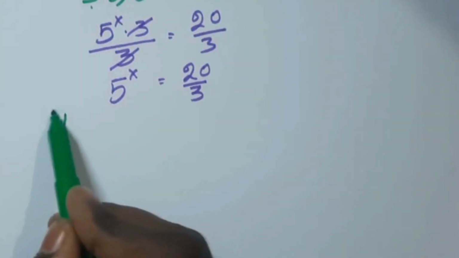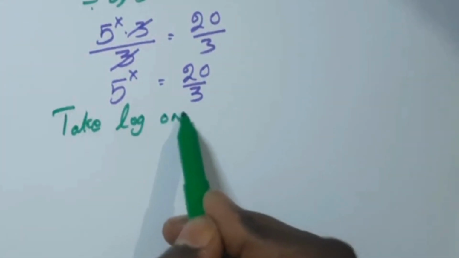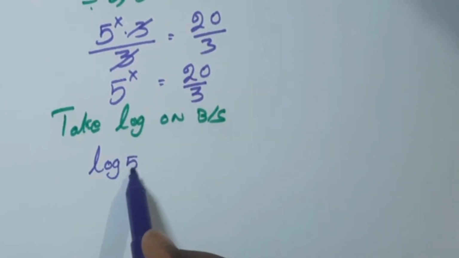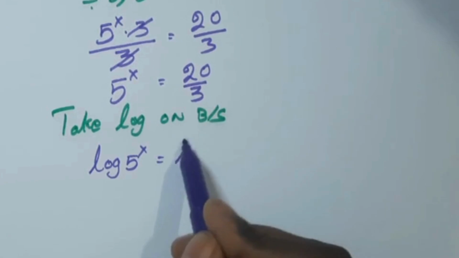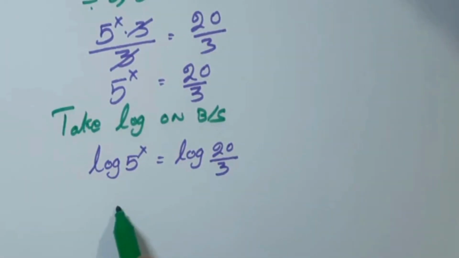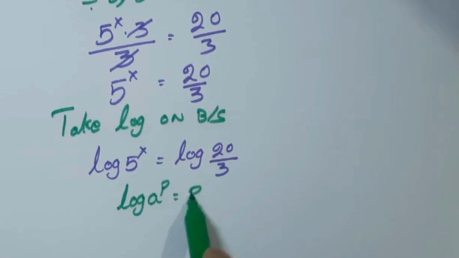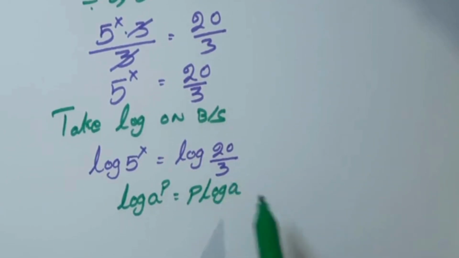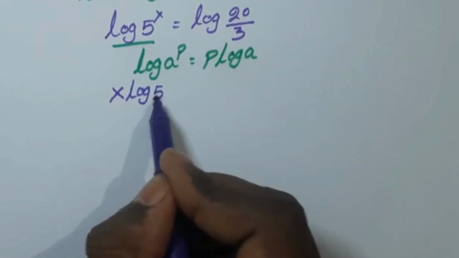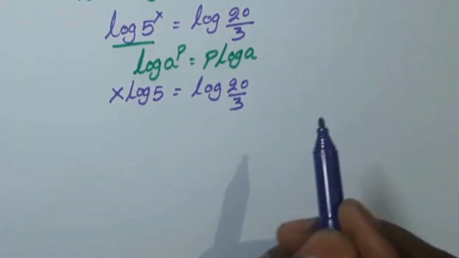Now take log on both sides. Log 5 to the power of x equal to log 20 by 3. Log a power p equal to p log a. This formula we are going to implement here. X log 5 equal to log 20 by 3.